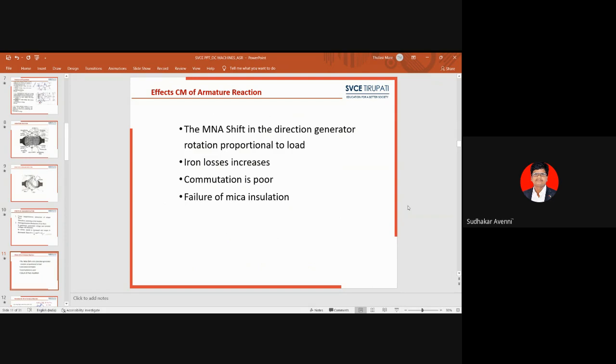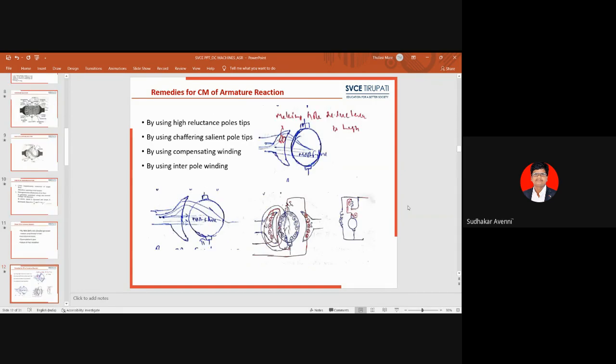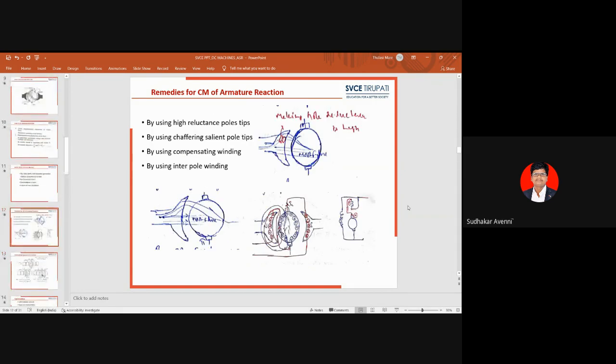There will be some drawbacks of the cross magnetization effect. What are those drawbacks? Iron losses increase, commutation is poor, and mica insulation fails. The remedies for cross magnetization of armature reaction are: using high reluctance pole tips, using chamfered salient pole tips, using compensating winding, and using interpolar winding. Both the compensating winding and interpolar winding are connected in series with the armature winding. That is a very important question from the GATE point of view.